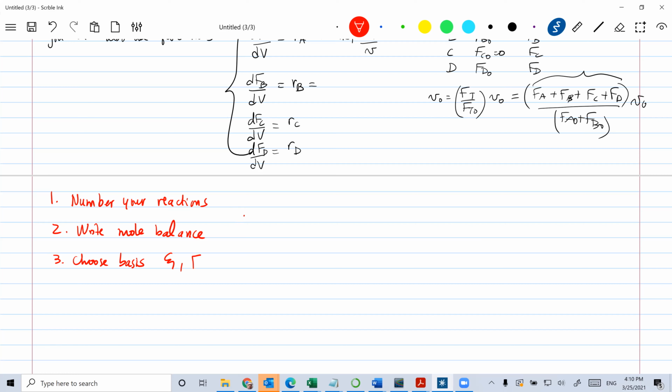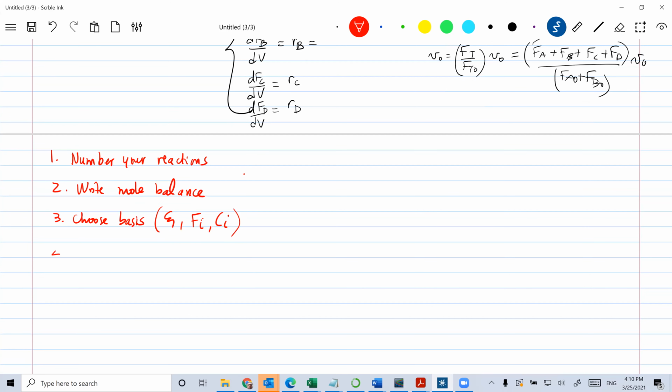Do you want to do eta, Fi, Ci? Which one? Often you cannot use X. So you have to choose one of those. And then you have to write the rate laws. So net rate laws, however many reactions occur, and relate with stoichiometry. So that is a good relationship with your basis. That will work itself out.